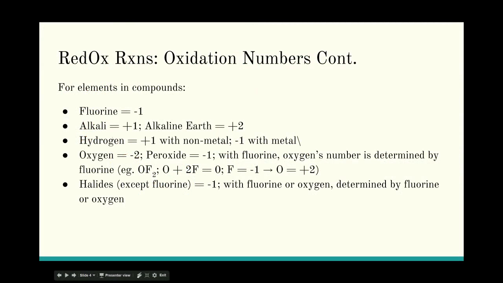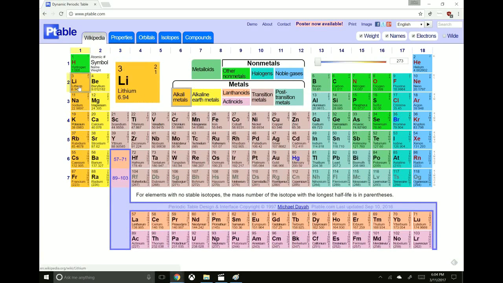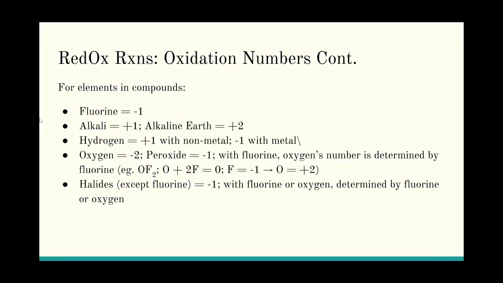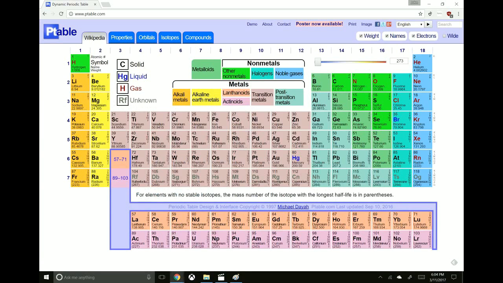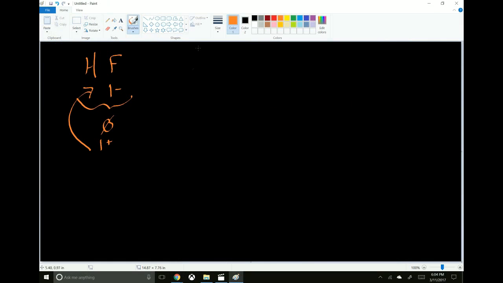For the alkali metals and the alkaline earth metals, that's the first 2 columns on the periodic table. Alkali is the first column, alkaline earth is the second. Nice and straightforward, it's going to be related to the charge they can take. Alkali is +1, alkaline earth is +2. So going back here, sodium fluoride, sodium is positive 1, fluorine is minus 1. Nice and simple. Magnesium oxide, magnesium is positive 2, oxygen is negative 2.